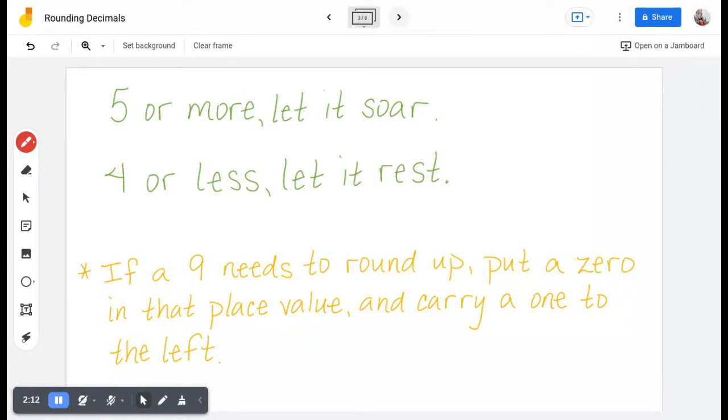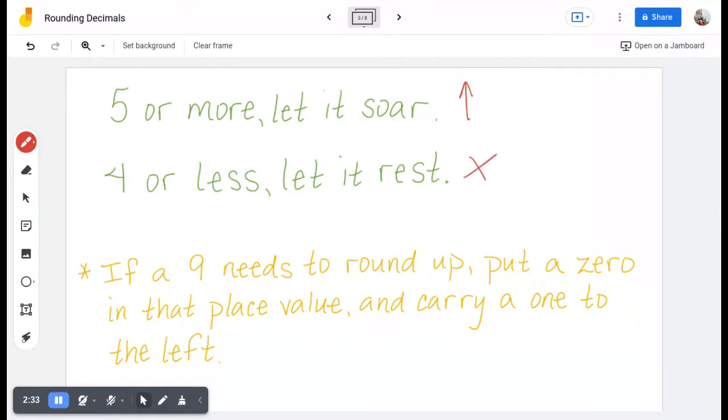Whatever it says to round to, you look to the next number to the right. If that number to the right is 5 or more, you let it soar. That means you're going to round up. If that next number to the right is 4 or less, then you let it rest. There's no such thing as rounding down. Let it rest means it's going to stay exactly where it was.